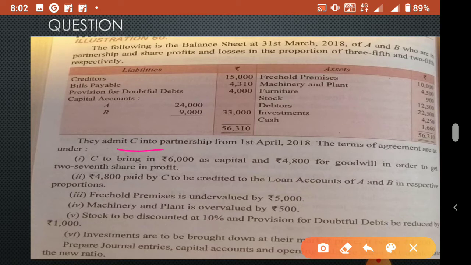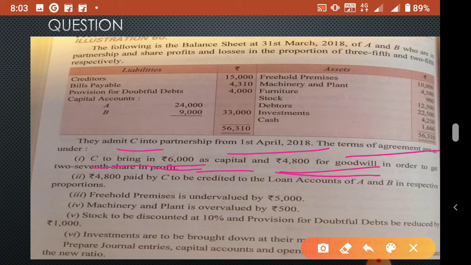So C is the new partner on 1st April 2018, and these are the terms of the agreement. I told you this is a reconstitution. The partners have to agree on certain things, so their constitution, or what they agreed upon, is what is given here. C is to bring 6,000 as capital. We studied that a new partner may bring goodwill along with capital, or he may not bring goodwill. Those situations we also studied. And 4,800 for goodwill. So he is bringing 6,000 capital and 4,800 for goodwill.